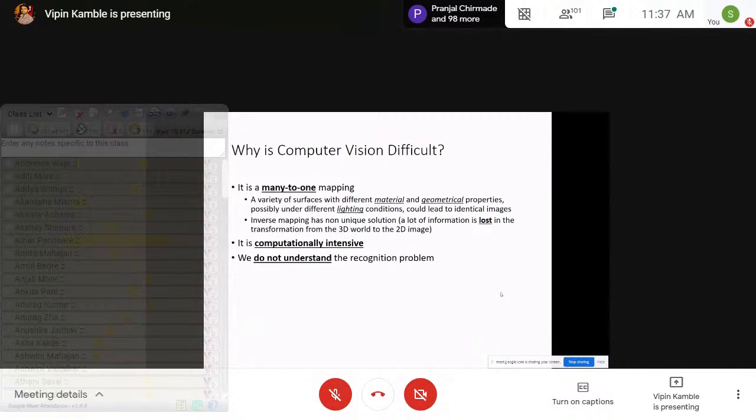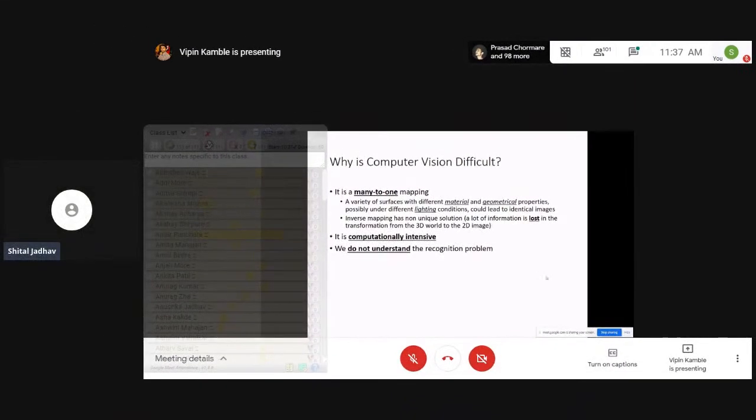a variety of surfaces with different materials or different geometrical properties and even possibly different lighting conditions can lead to identical images. So, n number of objects, illumination conditions, materials, shapes, if observed from very close, you might find that everything looks the same. Also, inverse mapping is not a unique solution because many things are being mapped to a single value, and in this case, inverse mapping becomes a slightly difficult task. Also, as we are dealing with 3D object data, it is computationally intensive.